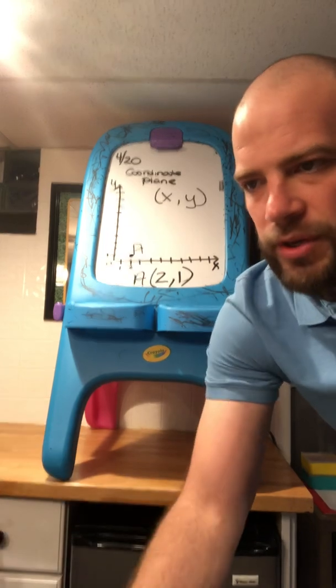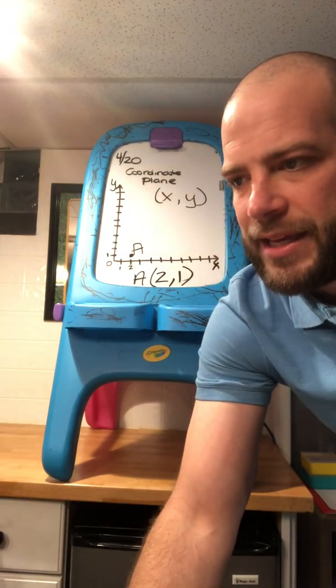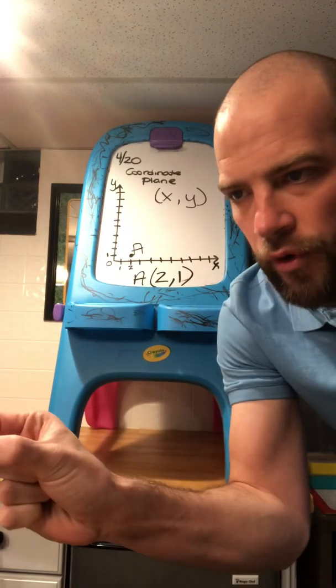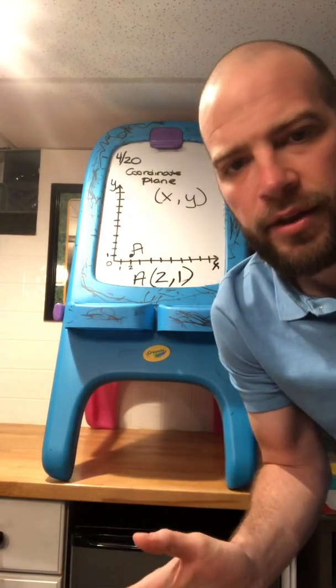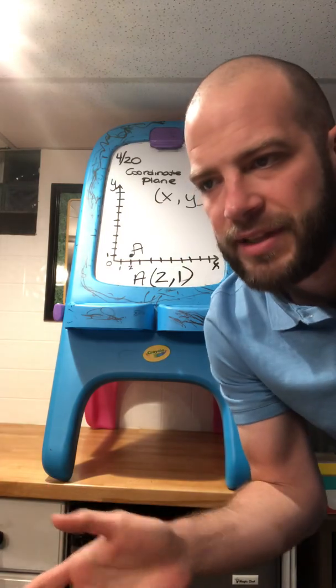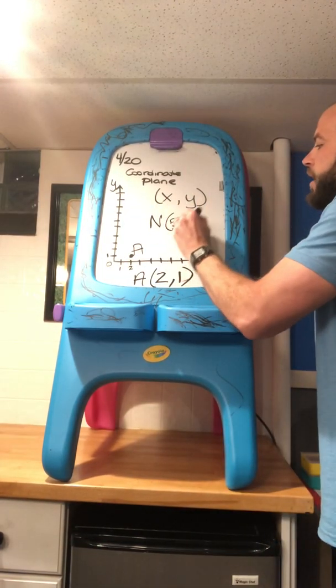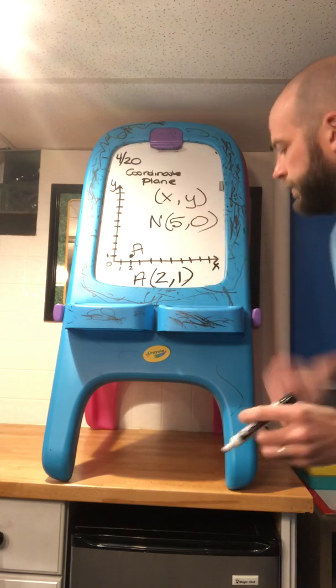If you're looking at your worksheet right now, where is the letter N? Well, it's over 5, up none. So it would be 5, 0, like this. N is 5, 0. Cool?